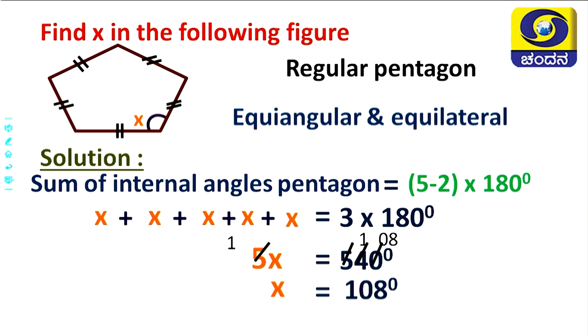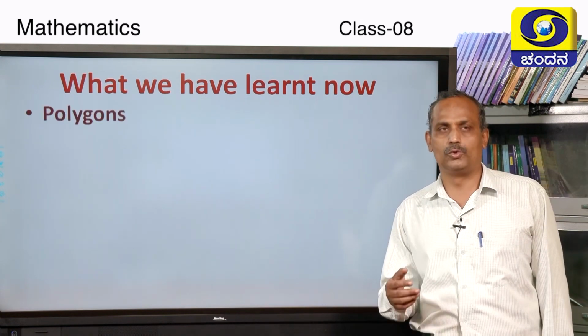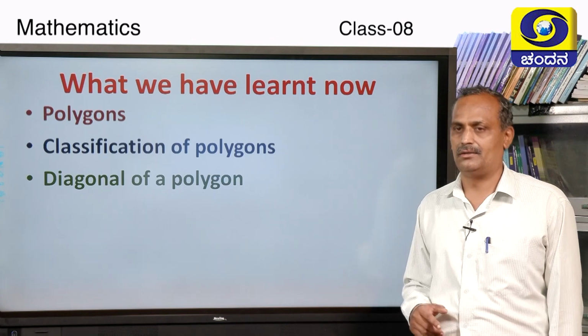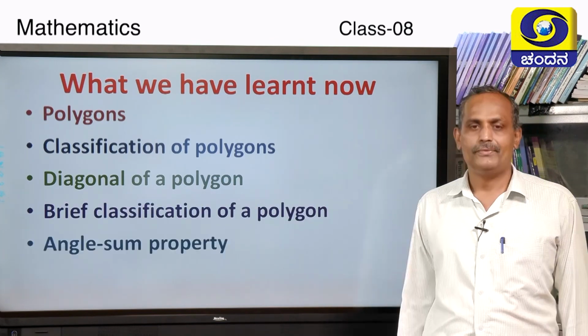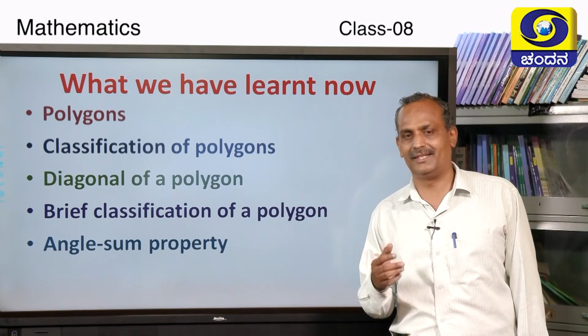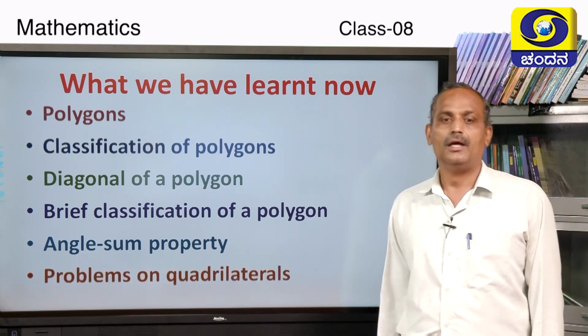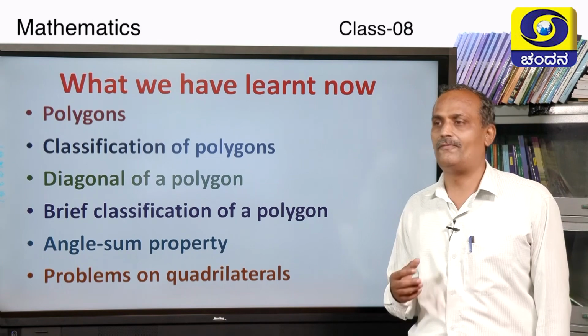Is it right, students? Understand the problem, what we have done till now. What have we learned till now? We have learnt about polygons. We have classified polygons, and the diagonal of a polygon. Now, we have even classified a polygon briefly, and we have studied in 2 methods what the angle sum property of a polygon is. Now, we have solved even some of the problems on quadrilaterals by finding x.